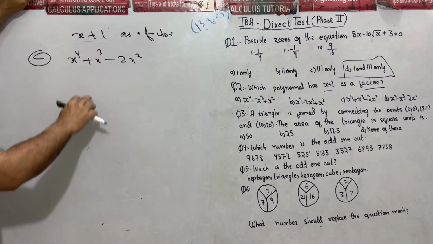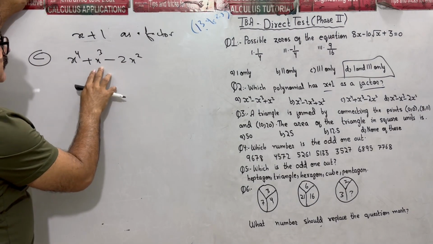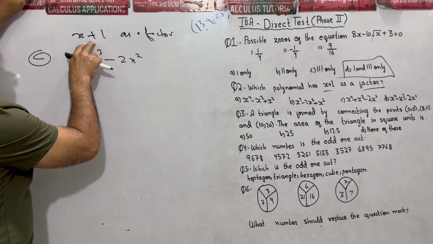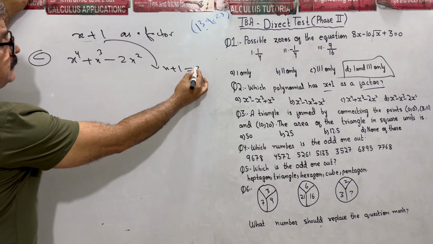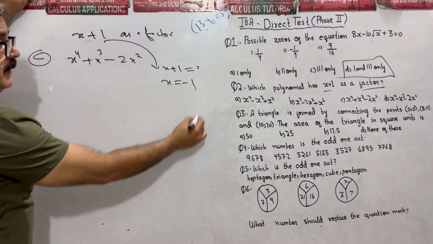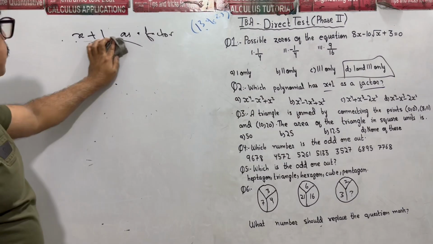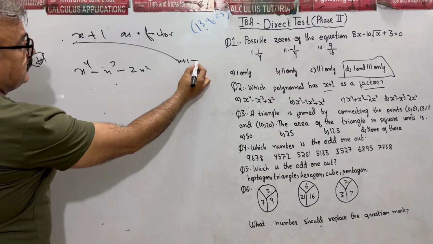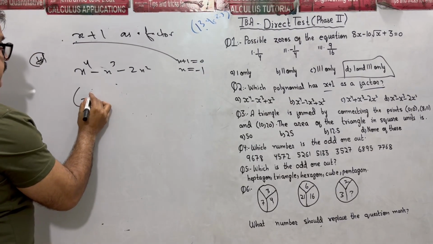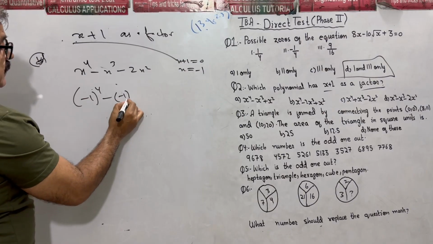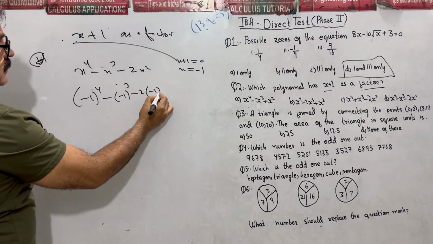Again, the given third option is x^4 plus x^3 minus 2x square. We have x plus 1 is equal to 0, gives us x is equal to minus 1. Utilize here: minus 1 raised to 4, minus 1 raised to cube, minus 2, minus.